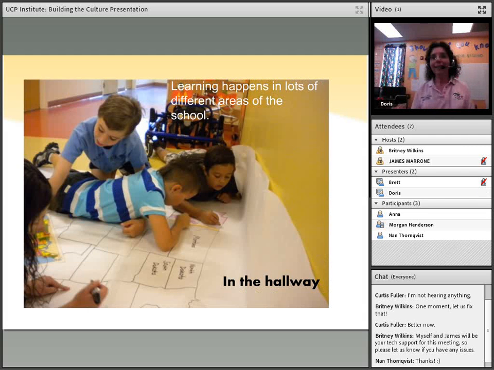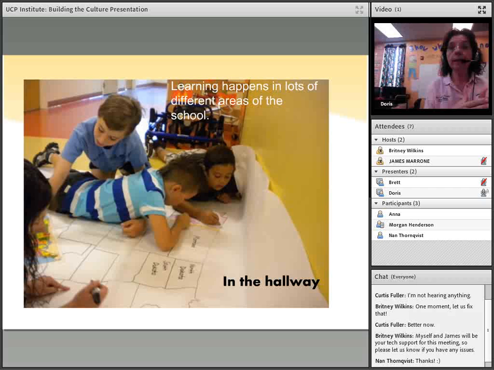Now, as I said, learning takes place in a lot of different places in the school. In the hallway, we have these young people who are coloring on the map of the United States. When I'm planning this activity, I'm going to think about my impulsive child, my attention deficit child, my child who needs more space than others. And I'm going to group my children and group the activities so that I'm not going to end up with a riot.